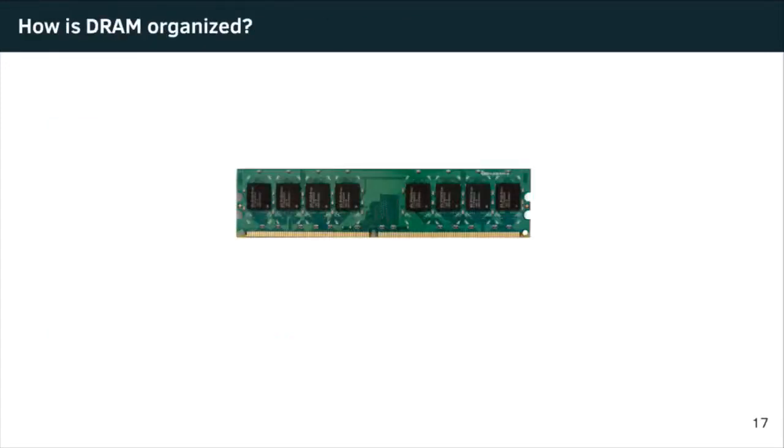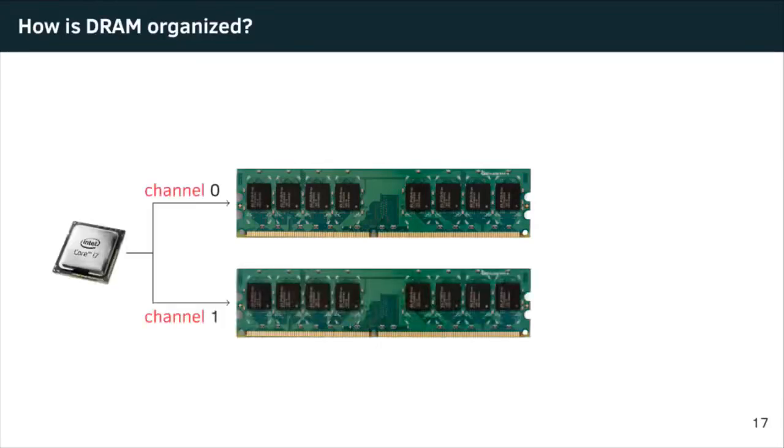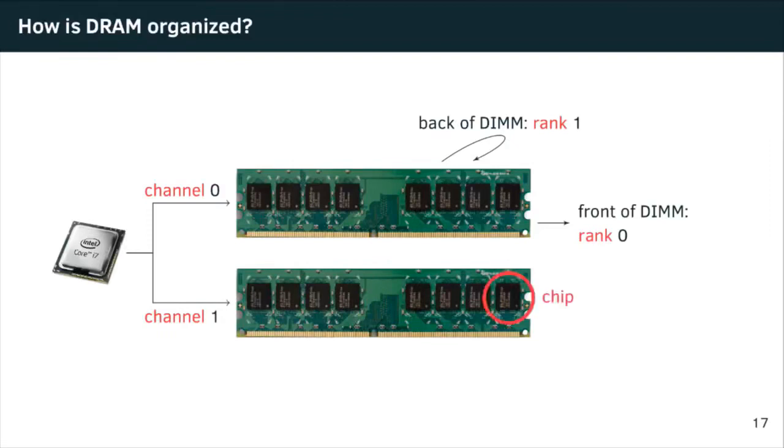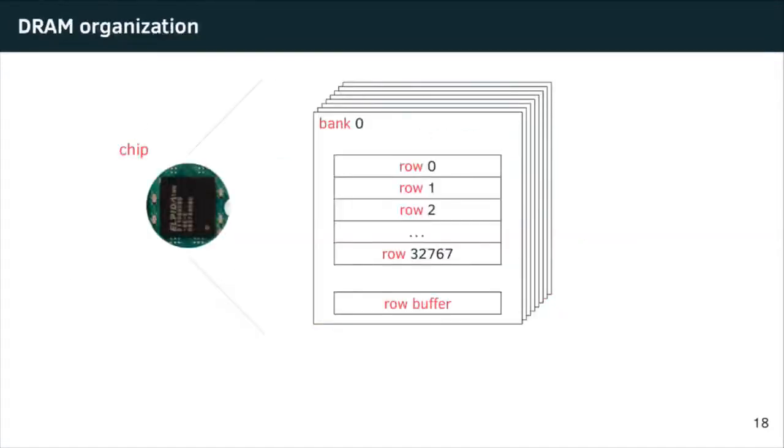What you see here is a DIMM. This is what you buy if you go to a store and buy DRAM. You can have one or more DIMMs in your computer, and they are connected to the CPU through channels. Either the DIMM has a front side and a back side, and these are called ranks. On the ranks, we have a number of chips. If we open up the chips, we'll see we have a number of banks inside. Each of these banks has a row buffer. We're going to be talking a lot about the row buffer in a moment.